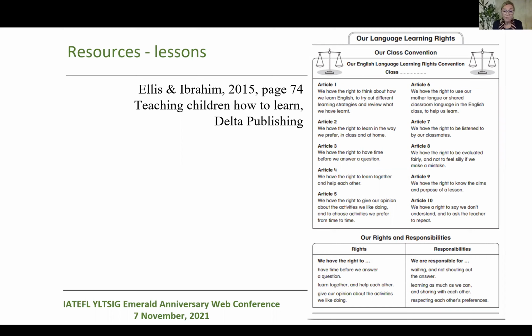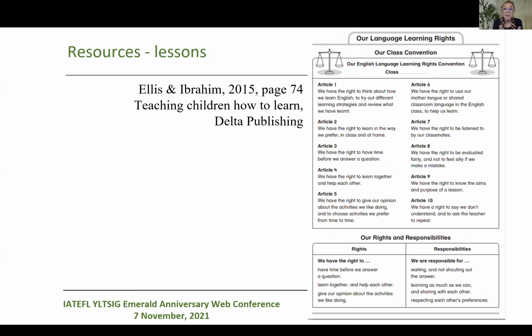Think about your rights and responsibilities when learning English in class. Work together to discuss ideas and complete the sentences. We have the right to, and we are responsible for. Here you can see some examples. If you do this activity with your own classes, they may come up with different things.